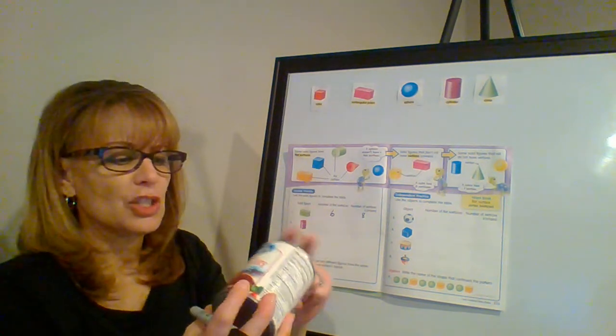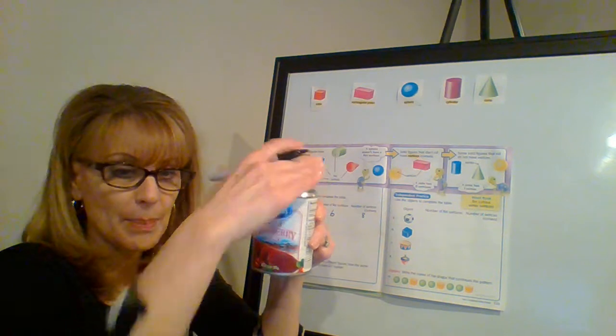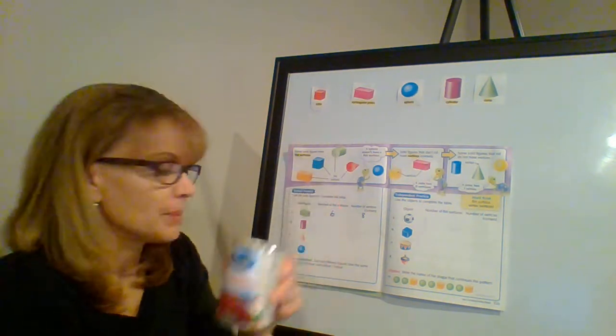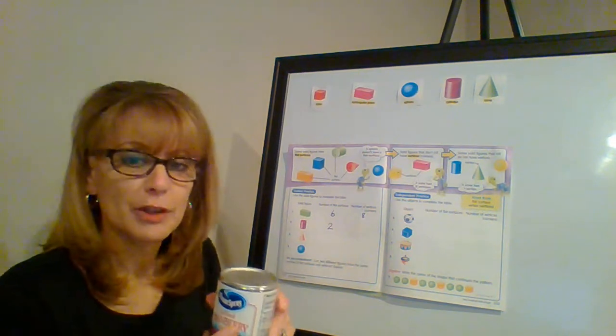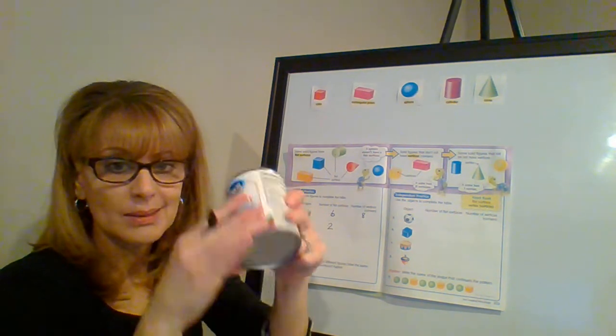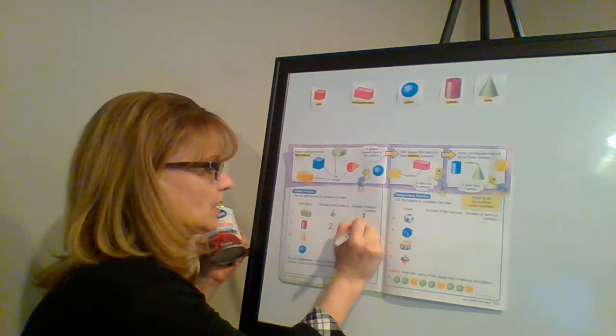How many flat surfaces does the cylinder have? Well, it has a top and it has a bottom. So it has 2. How many vertices or corners? Well, do you see any corners? I don't see any. 0.